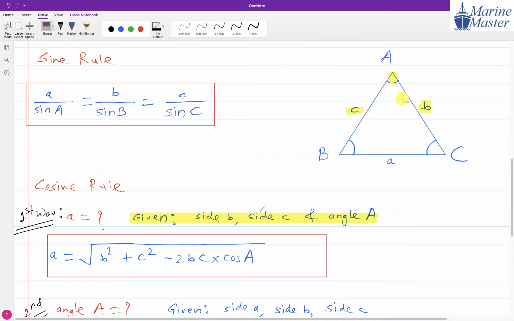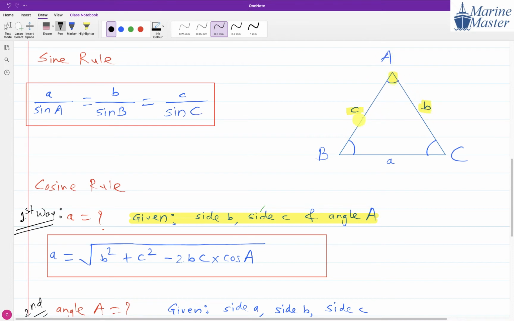We have angle A, and we have a side which is adjacent to the angle A. That means we have side B and side C. Given side B, side C and angle A, we use the first way of the cosine rule. We have a side adjacent to the angle A.